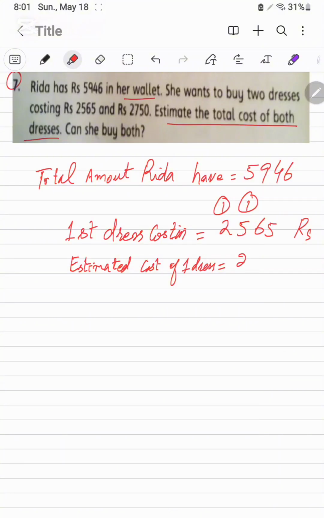It will be rounded off to the 2600, because we will round off this one. 2565 will be rounded off. 5 will be dropped, and 1 will be added in the next, and it will be rounded off to the 2600, because 7 is greater than 5. We will round it off to the 100, that is the 2600.